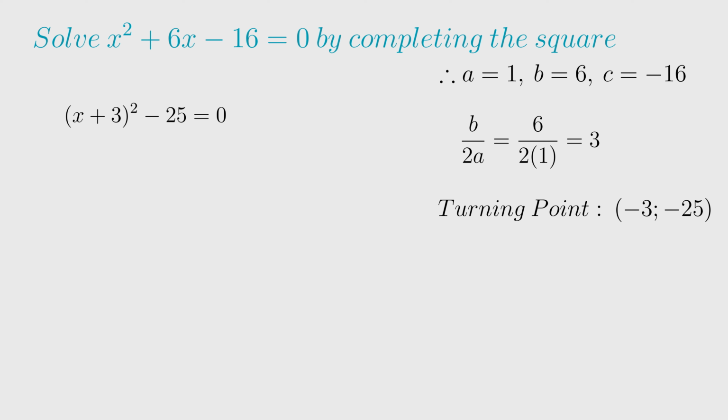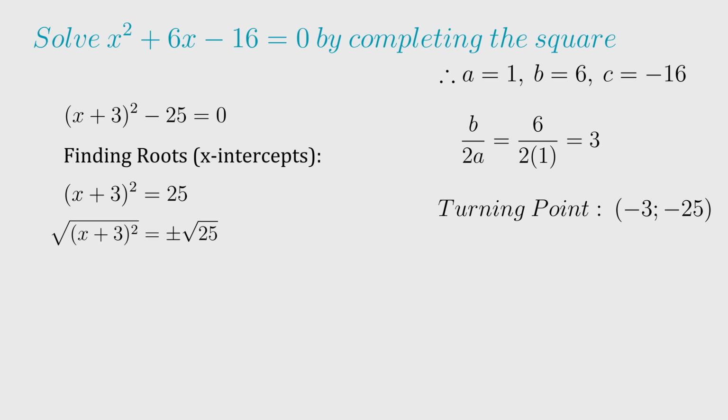Now to find the x-intercepts, which are also called the roots. Add 25 to both sides to take the negative 25 to the right hand side. The opposite of an exponent is a square root. So square root both sides to get rid of the exponent at the brackets. And remember to put a plus minus sign in front of the right hand side square root, because a negative times a negative can also give you a positive value. For example, 5 times 5 is 25, but negative 5 times negative 5 is also 25. Thus the plus minus sign.